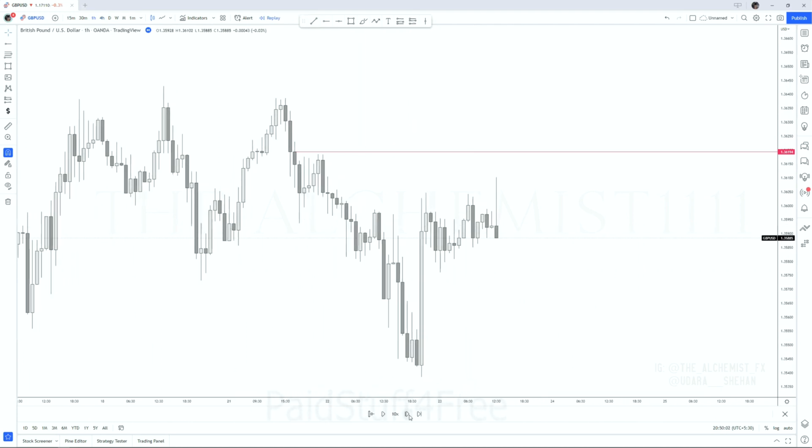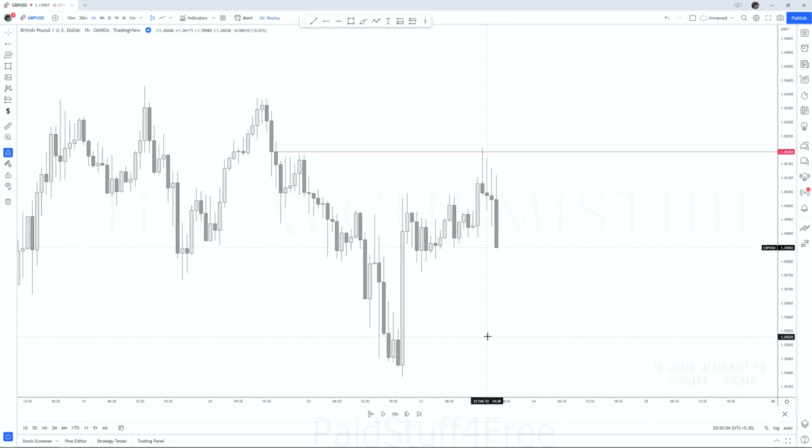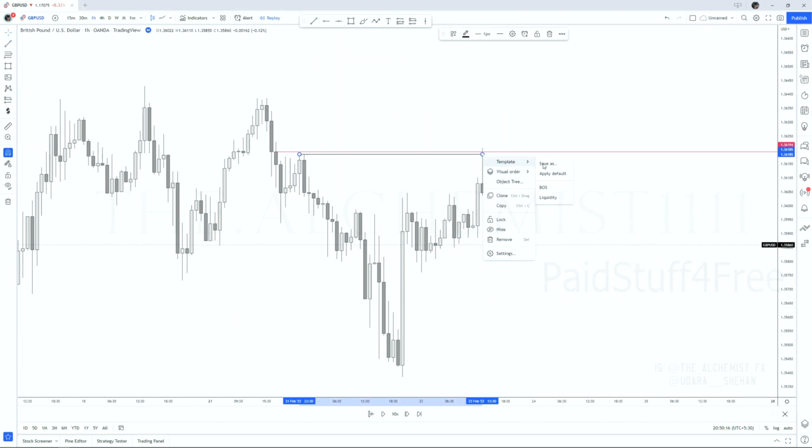Udara, on the topic of rejection blocks, what makes one? Does it have to grab liquidity for it to be one? It doesn't have to grab liquidity. The main thing is it has to have liquidity below it. It has to have liquidity below it.